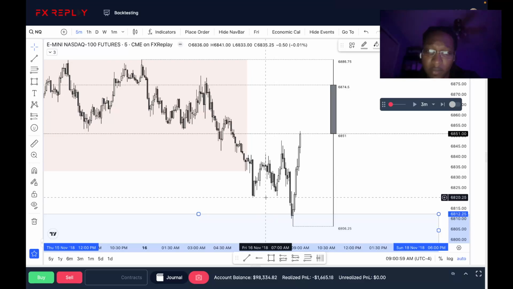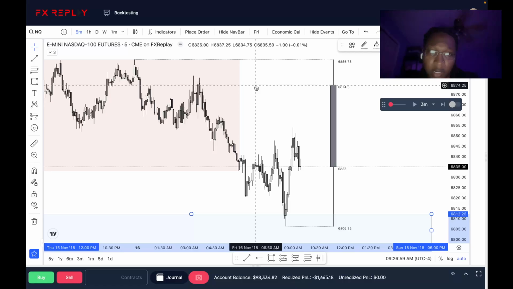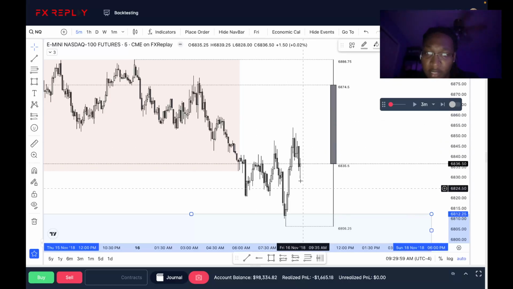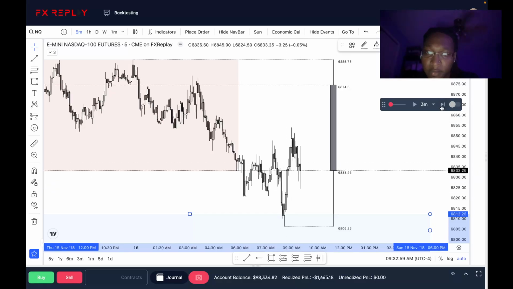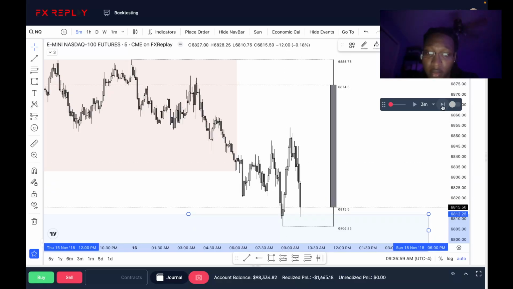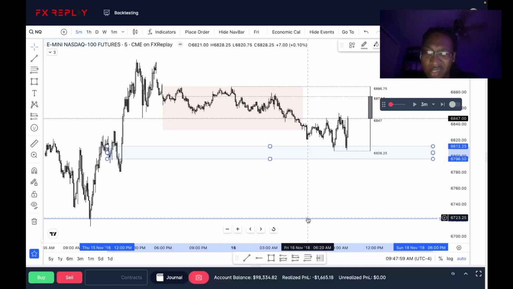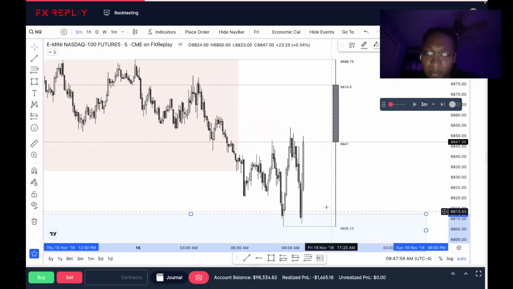But this looks clean. Running on these lows, filled the inefficiency, change in state of delivery, fair value gap left open. There's potential here. Relative equal highs, there's potential here. 9:25, fair value gap entry. 9:30 should spike. Oh, looks like we tapped the order block again. You get a shift here on this swing high.